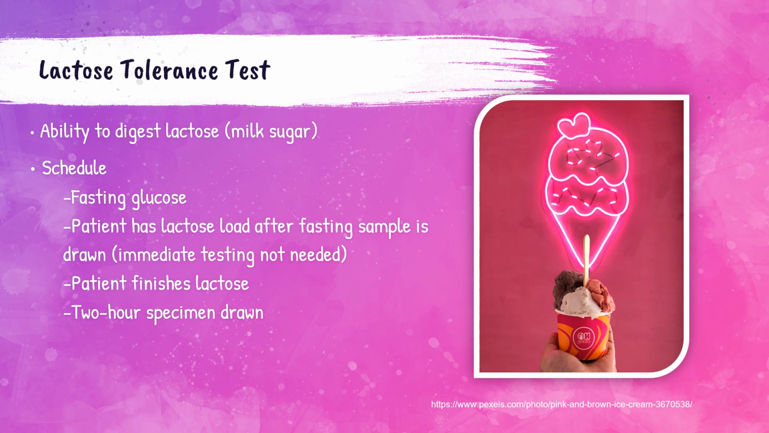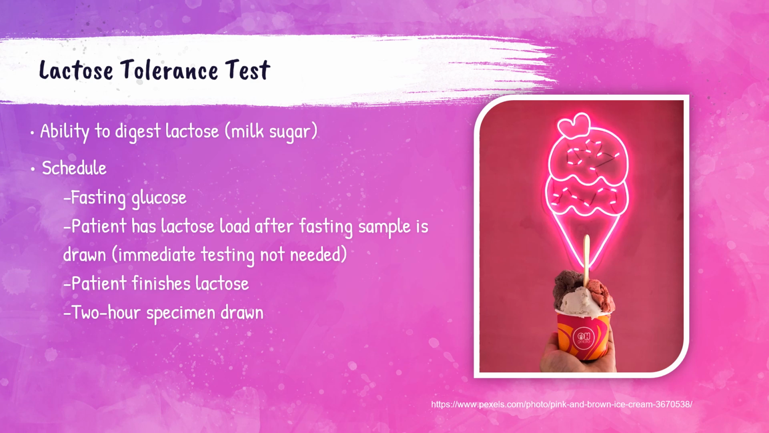Lactose is a type of sugar that is present in milk and other dairy foods like ice cream. The small intestine produces an enzyme called lactase. This lactase breaks down the lactose into usable sugars called galactose and glucose. Some patients may not have enough of this enzyme to properly break down that lactose into galactose and glucose. This is called lactose intolerance.